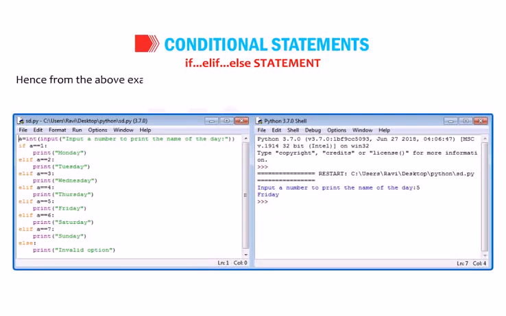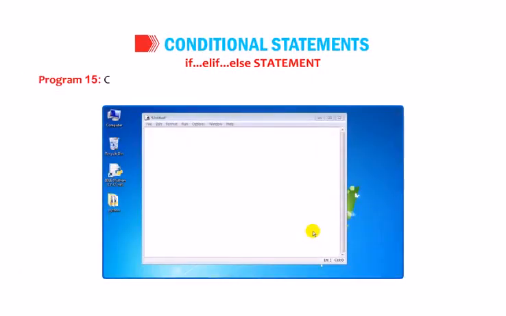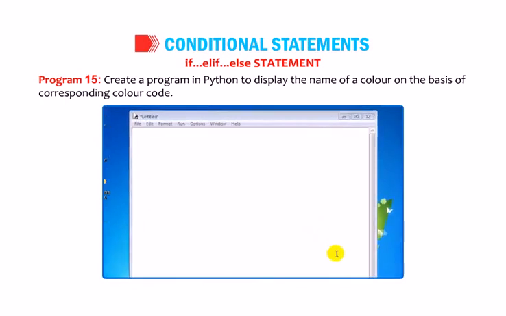Hence, from the above example, it is clear that we can add multiple conditions to a program using conditional constructs. Program 15. Create a program in Python to display the name of a color on the basis of corresponding color code.